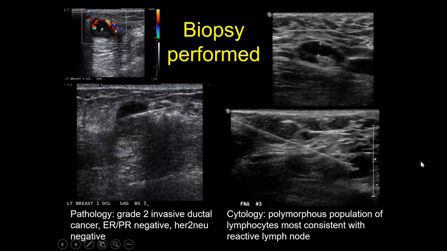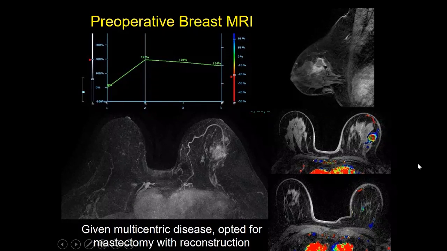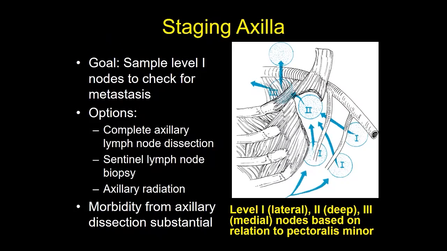The mass turned out to be a grade 2 invasive ductal cancer, and the lymph node actually turned out to be reactive. She had a preoperative breast MRI to look for disease extent, and her contralateral breast just showed nothing of significance. But in the left side, where she has the known malignancy, which has very worrisome kinetics here, there were multiple other sites of cancer, and therefore, surgically, it was decided that she would be treated with a mastectomy. Prior to the surgery, now they had to decide how to stage her axilla to see if the tumor had spread outside of the breast.